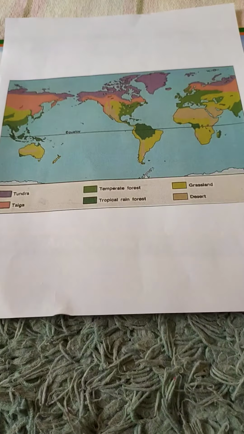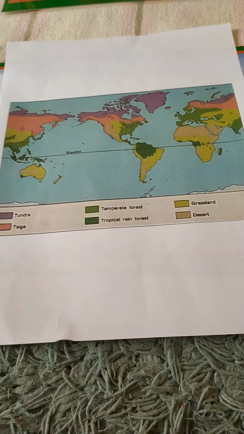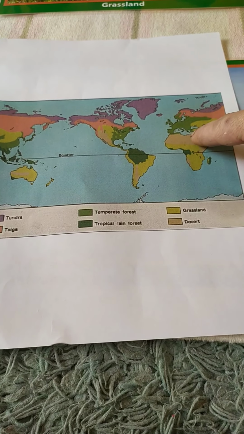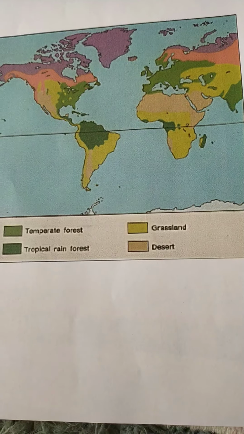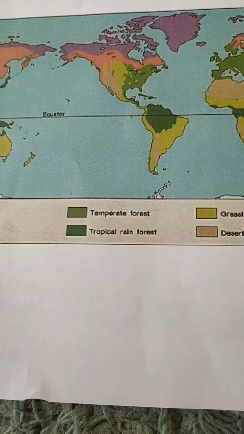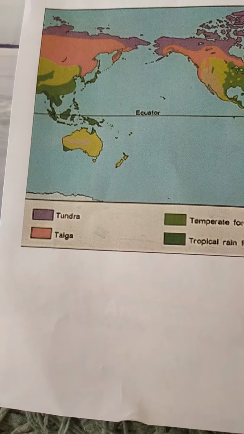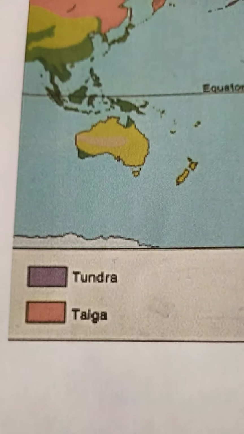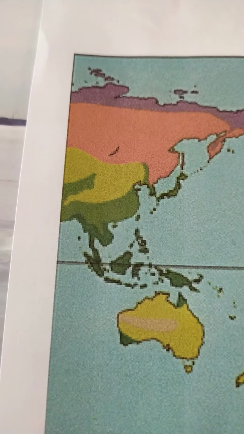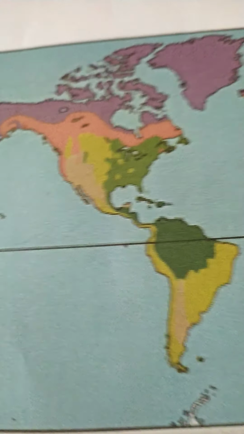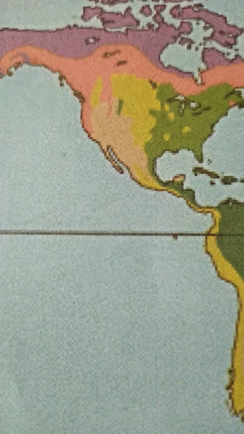Now, if you look again at this brown color right here, that is a desert. So it looks like there are deserts kind of close near the rainforest sometimes. Look, Australia's got some. It looks like there's some in North America for sure, not near us.